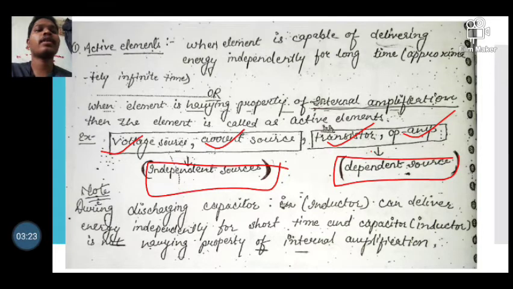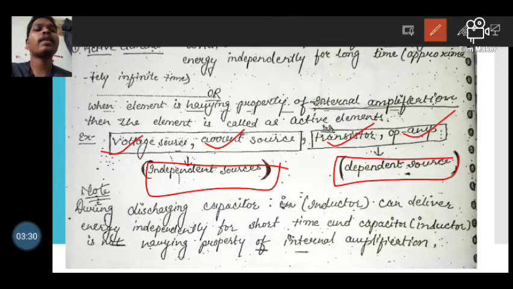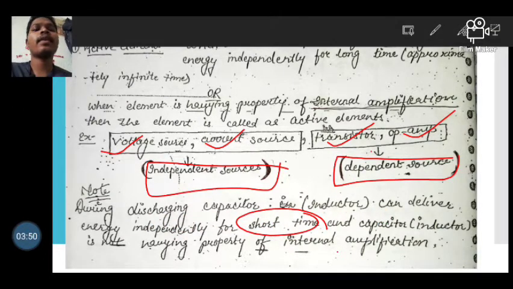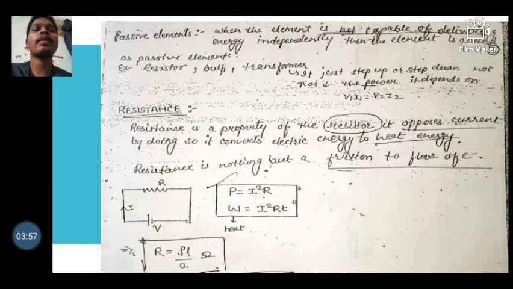Please note that during discharging, a capacitor or inductor can deliver energy independently for a short period of time. Remember that for a short period of time they can deliver the energy. But the capacitor and inductor do not have the property of internal amplification. So that's why they are passive elements, not active elements. Okay, so come to the next slide.